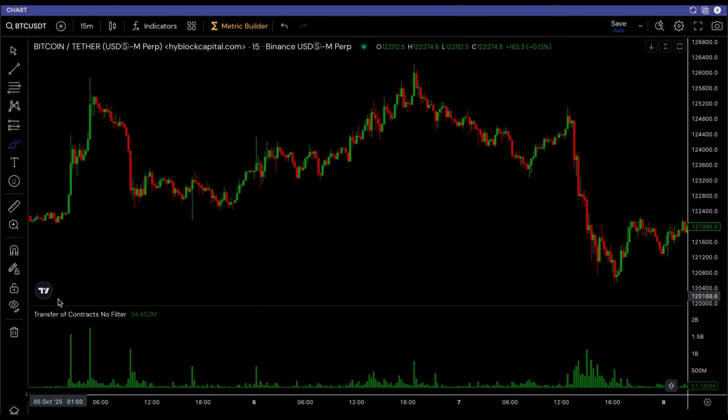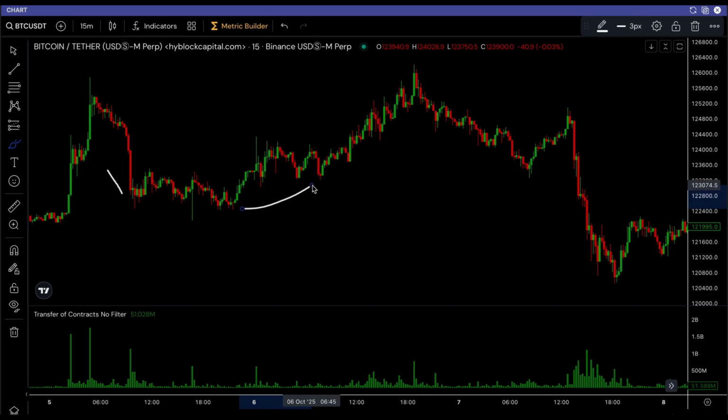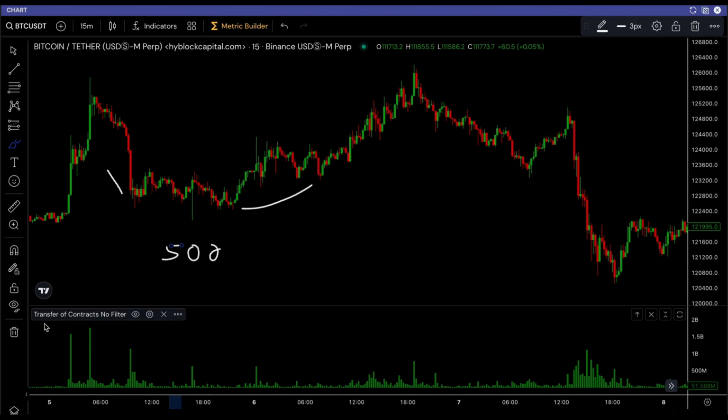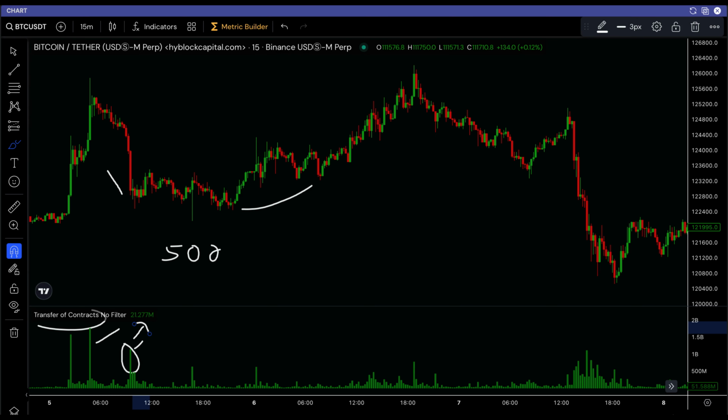Imagine a scenario where a trader decides to exit a long position of 500,000 contracts through a market sell order. Simultaneously, another trader enters the market with a long position of 500,000 contracts through a limit buy order. In this case, the transfer of contracts indicator would show a significant volume of 500,000 contracts being transferred without any net change in the overall market position. This is powerful for spotting accumulation and distribution phases, where contracts quietly move from weak hands to strong hands.